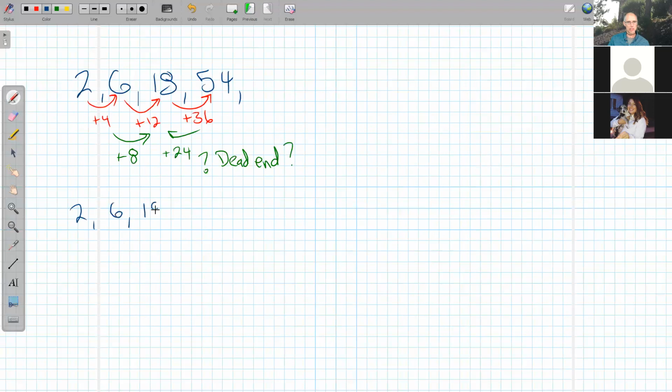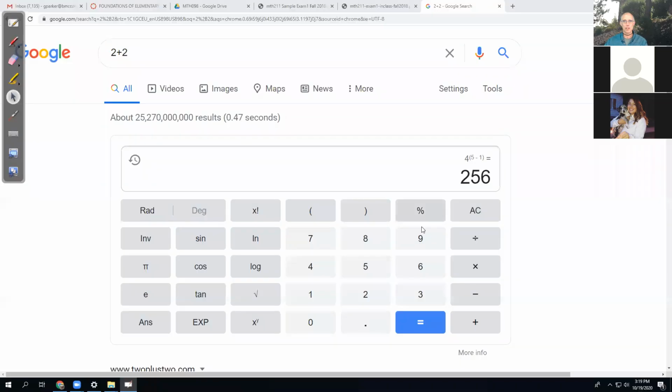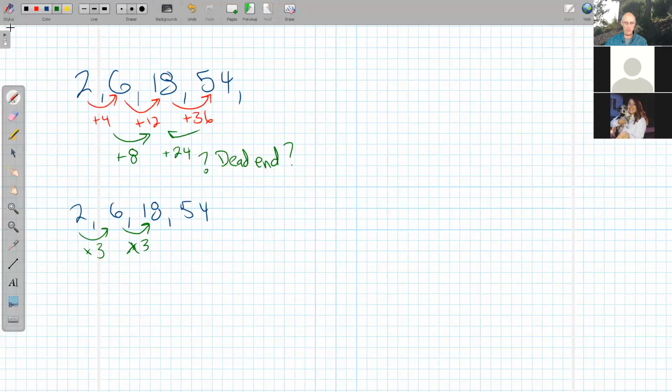2, 6, 18, 54. This time we're going to divide. So 6 divided by 2 is 3, so it's a times 3. 18 divided by 6, oh, that's 3 too. Times 3. And 54 divided by 18, that one I'm going to have to check with my calculator. 54 over 18 is 3. 3 is the magic number. Oh, wait, 3 is a magic number. Times 3.